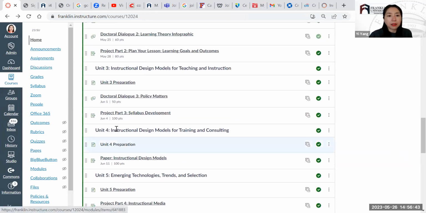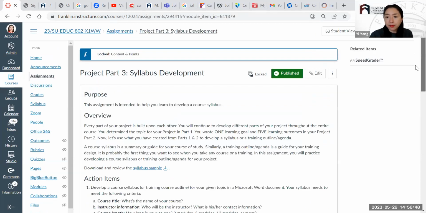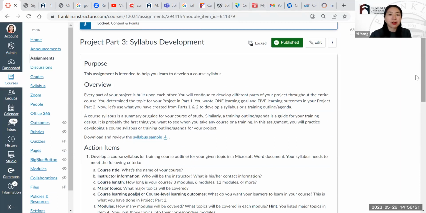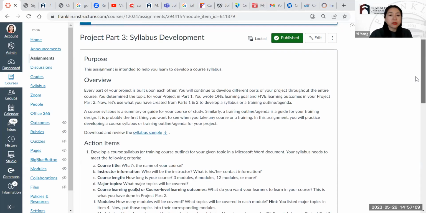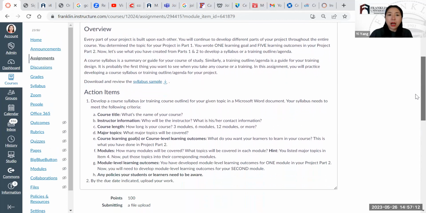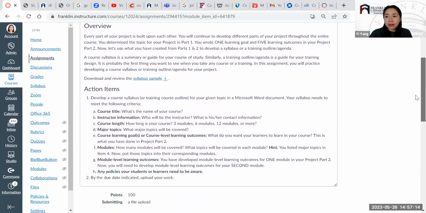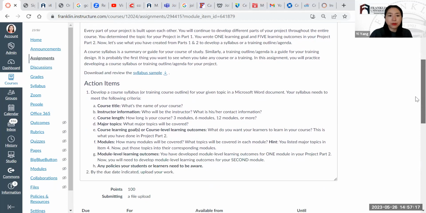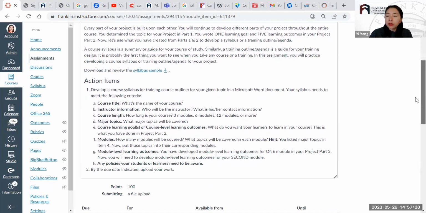Now, the next assignment in unit 3 is you're going to develop a syllabus for your project. Many of you have used a syllabus. I'm pretty sure every one of you has used a syllabus when you're in higher education, when you take undergrad courses, master level courses, or doctoral level courses. So what are the common elements in the syllabus? Okay, you need to have the course title. You need to have the instructor information. What are the course lengths?